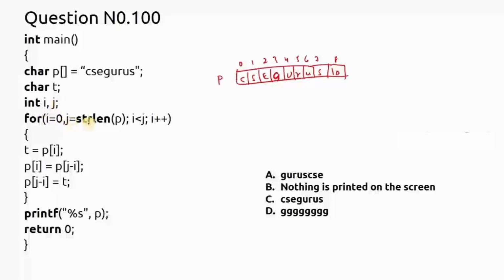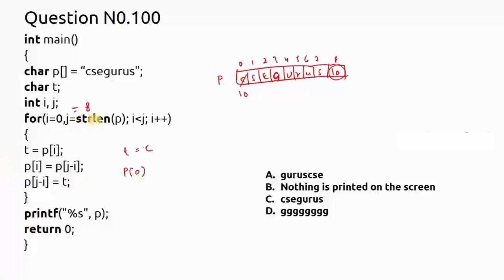So here for i equals 0, j equals string length. What is the j value initially? What is the string length here? 8, that is the number of characters. So i less than j, yes, 0 is less than 8. Now going here, what is the t value? p of i, p of 0. What is p of 0? C. That will be taken into t. Now what is p of i? p of 0. What am I putting in this p of 0? p of j minus i. What is j? 8 minus 0, which is 8. What is there in p of 8? Null character. That means you are replacing c with a null character.